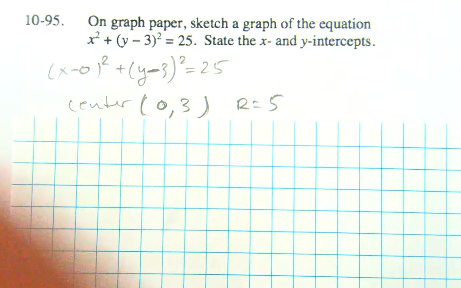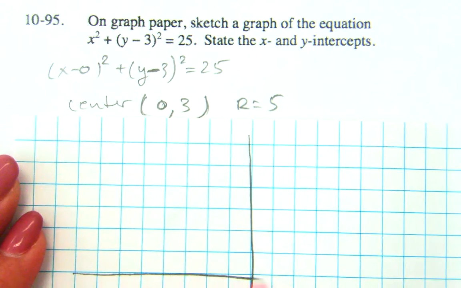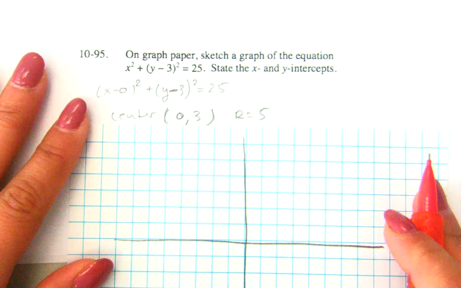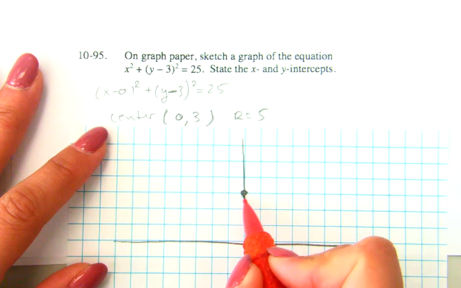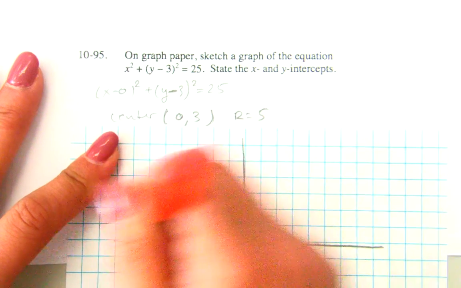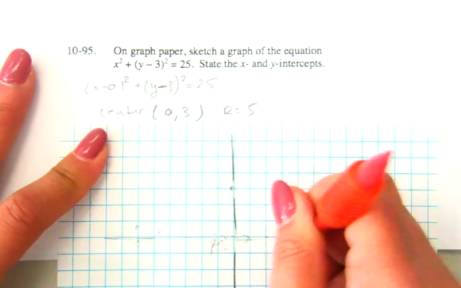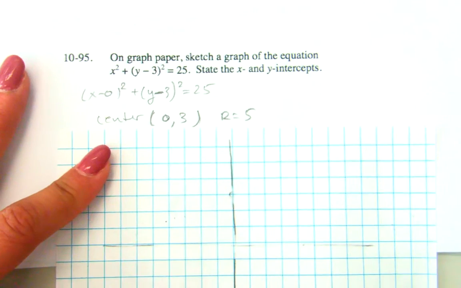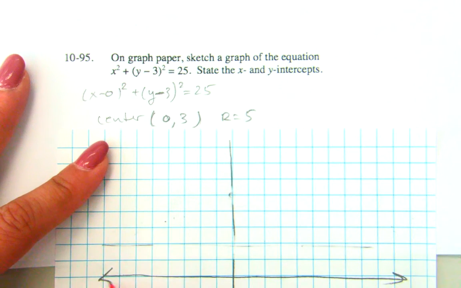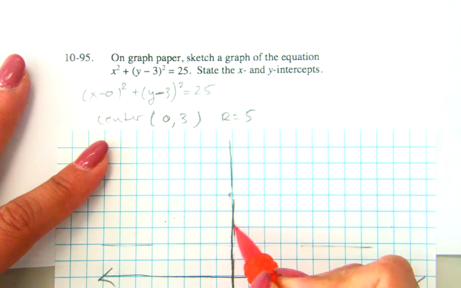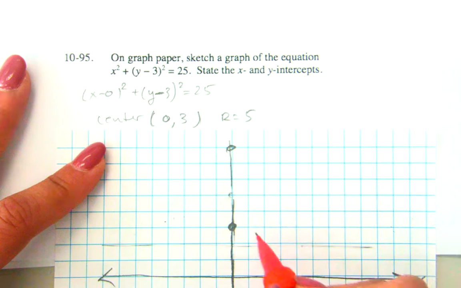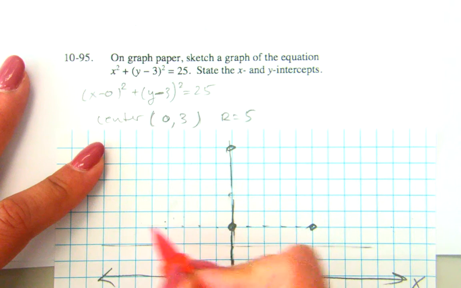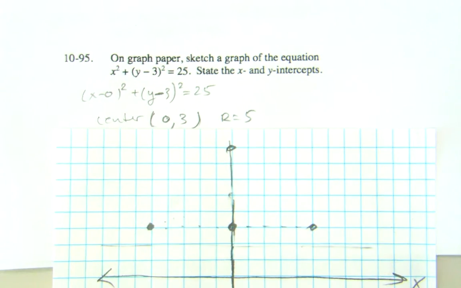Okay, so let's see. We have 0 and 3, so 1, 2, 3. There's the center. I'm going to go 5 out. Oh man, I should have changed the graph. Okay, let's do this over here. That should be better. So 0, 1, 2, 3. There's my center. Radius is 5, so 1, 2, 3, 4, 5 in each direction. And I still have my compass.